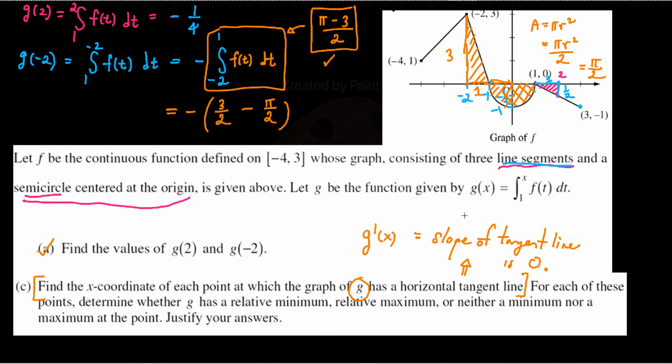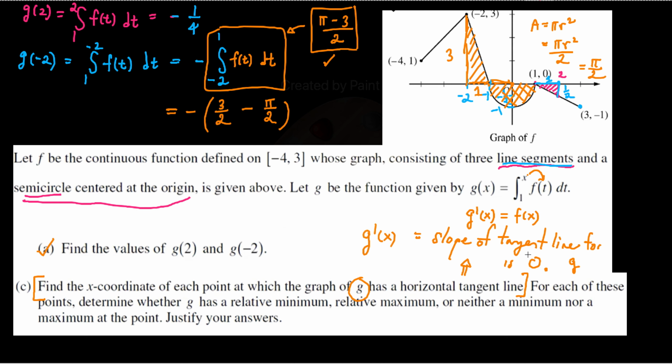And now I need to remember the fundamental theorem of calculus, that G prime of x is equal to, if I just plug in x for t here, f of x. And I know what the graph of f of x looks like. So the slope of the tangent line for G is the derivative of G of x, right? So now I know the derivative of G of x is f of x.